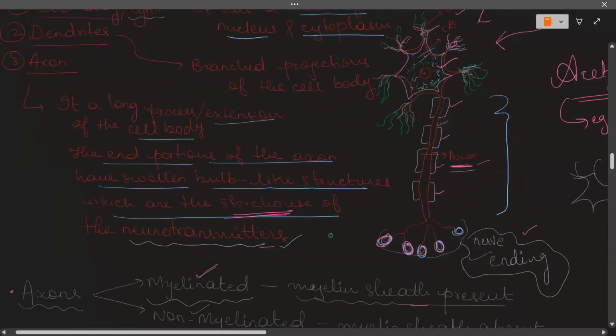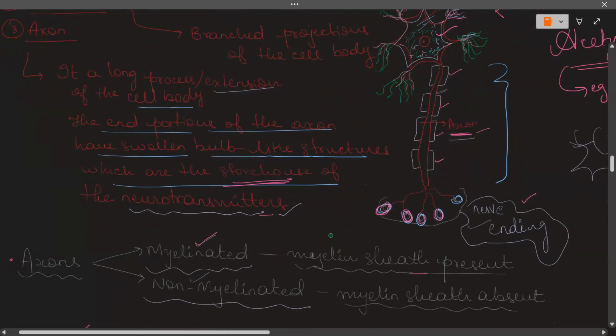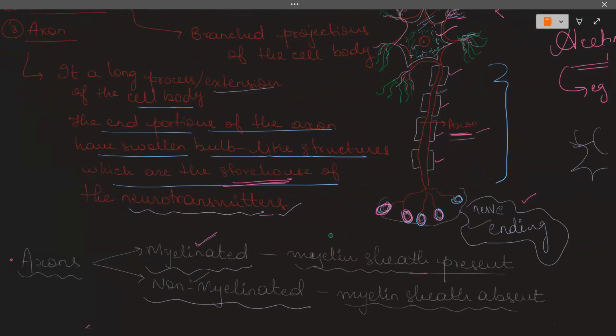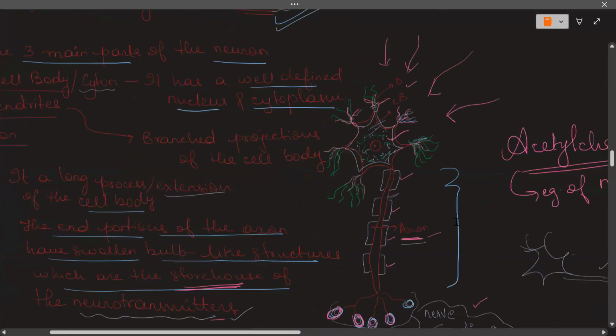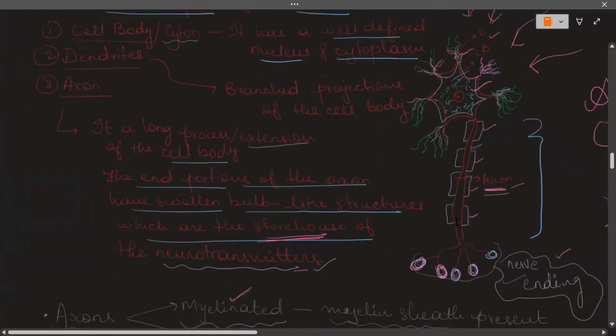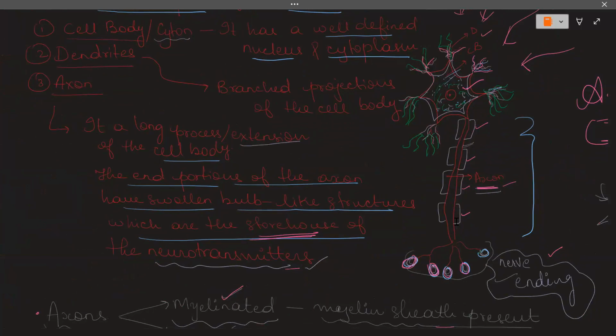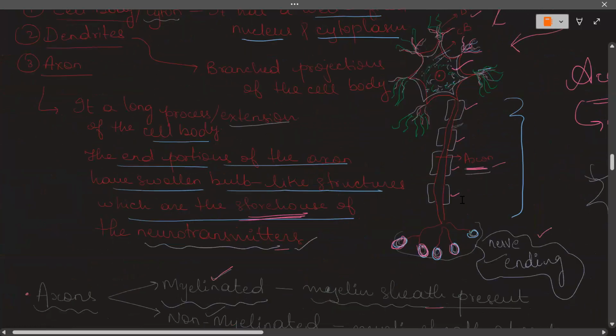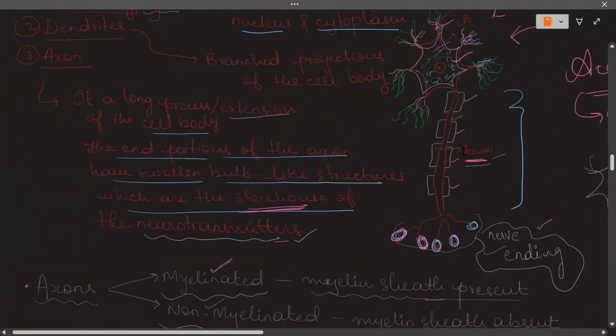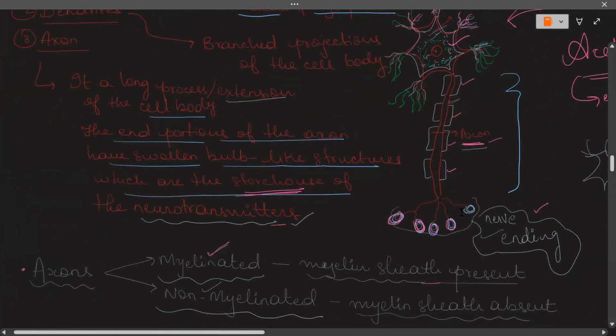Ma'am, it's also known as nerve ending, right? Yes, it is known as nerve ending. It can be called the swollen bulb-like structure also, but the name is nerve ending. So these are the nerve endings. In this nerve ending there are certain chemicals that we call neurotransmitters, and these neurotransmitters transmit the impulses. Impulse means the signal.